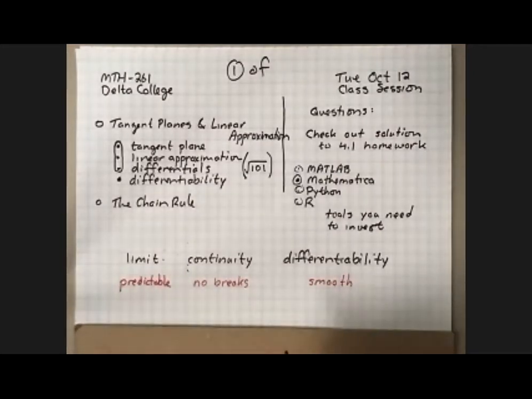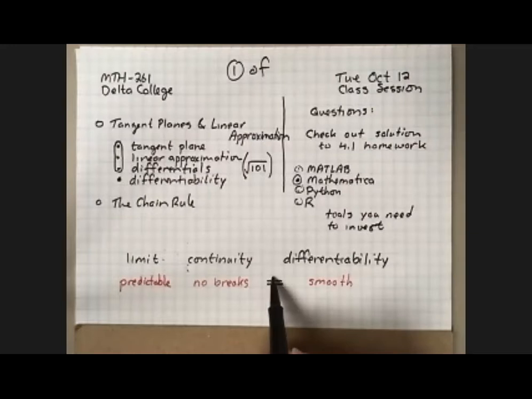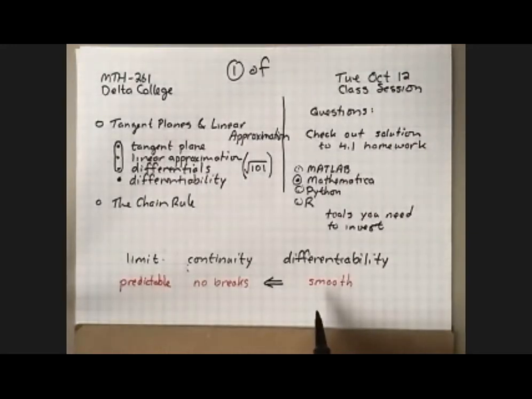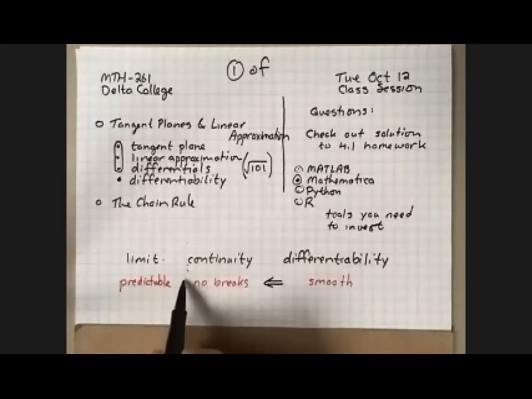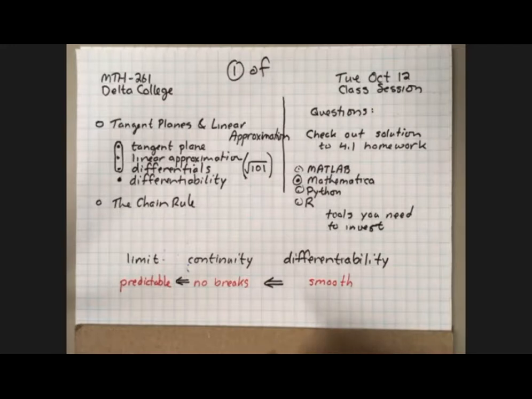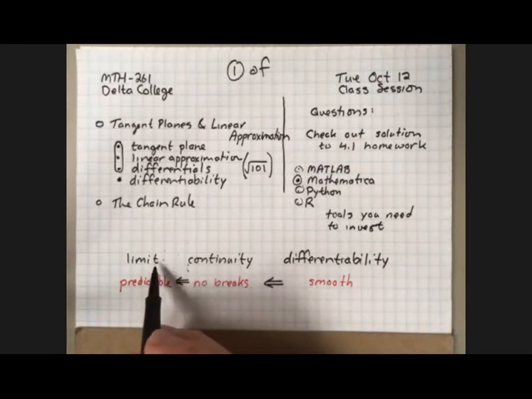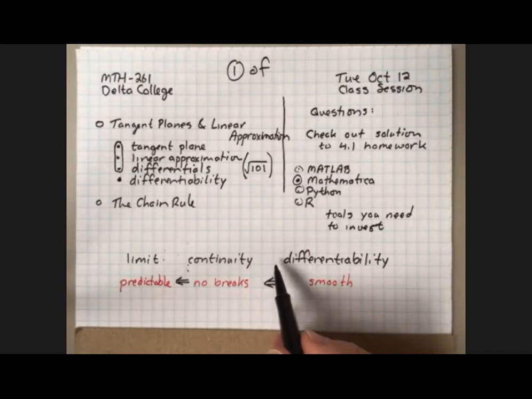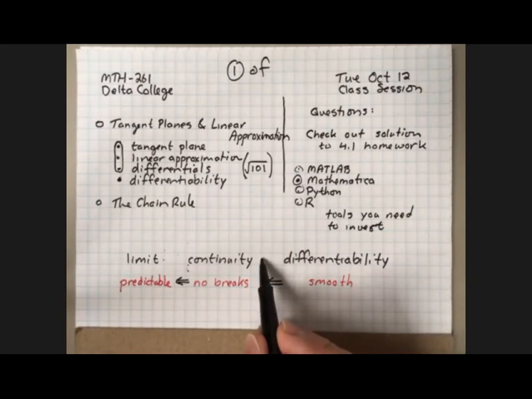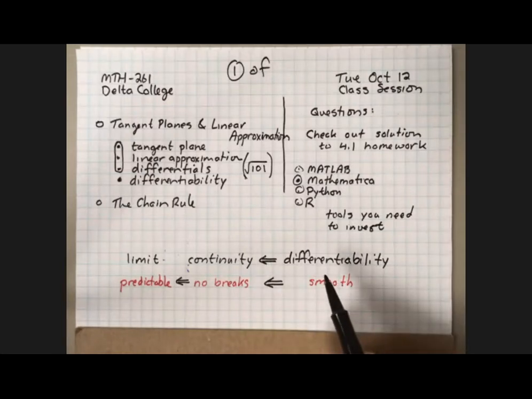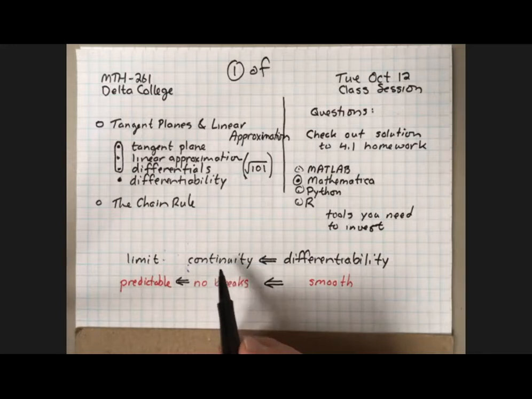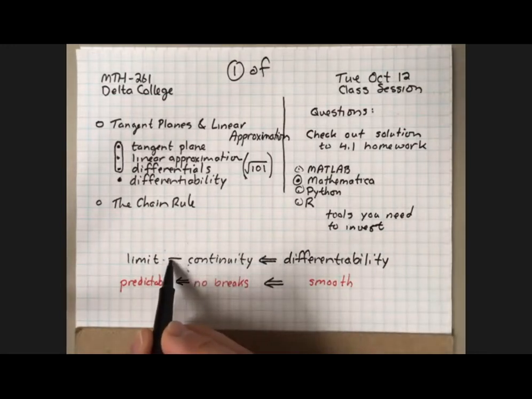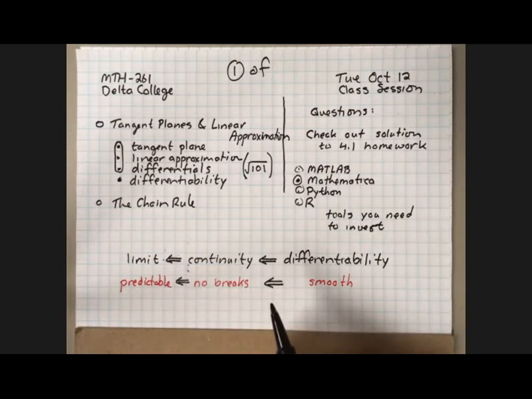Common words. And if something is smooth, then it clearly has no breaks in it. I'm talking about the English word. And if something doesn't have any breaks or jumps in it, then it's clearly predictable. And that holds for the mathematical words as well. What you learned in calculus one for a function of one variable is that if a function is differentiable, then it must also be continuous. That's going to be true for us today. And by the very definition of continuity, if a function is continuous, then it must be predictable. It must have a limit.